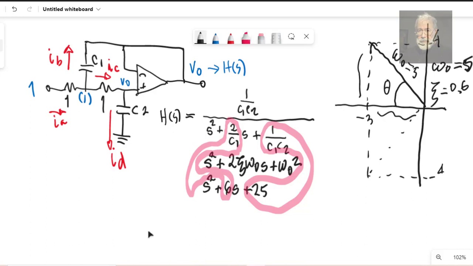Two equations, two unknowns. Let me write them down here. 2 over C1 has to be equal to 6. From that, we solve for C1. And 1 over C1 C2 has to be equal to 25. From there, we find C2. And that is how you do that. What I said, with a Sallen-Key configuration, we can put the poles of the transfer function anywhere we want on the left-hand side of the complex plane. We don't know why that is useful yet, but we have that power.